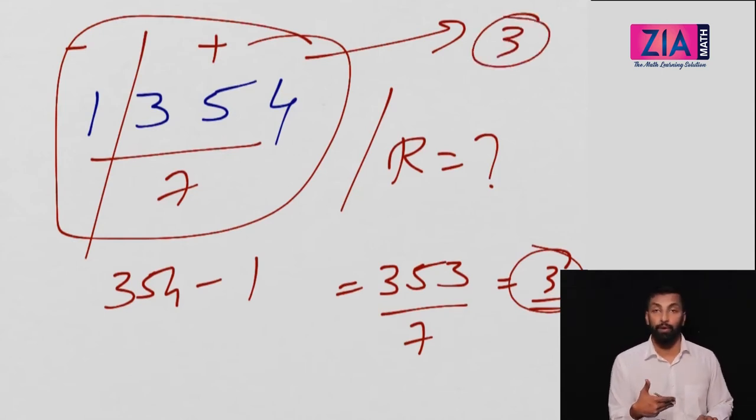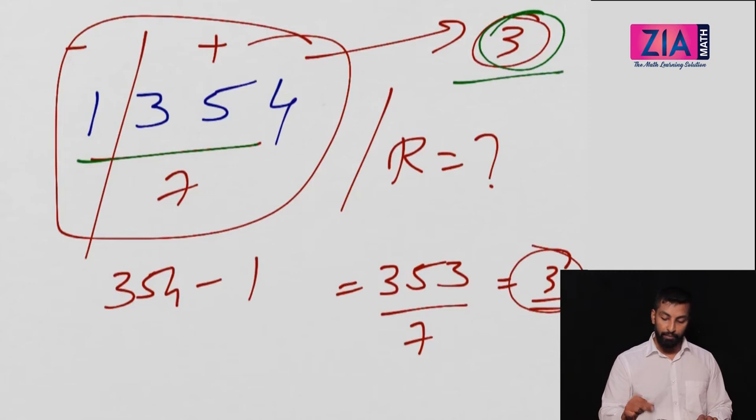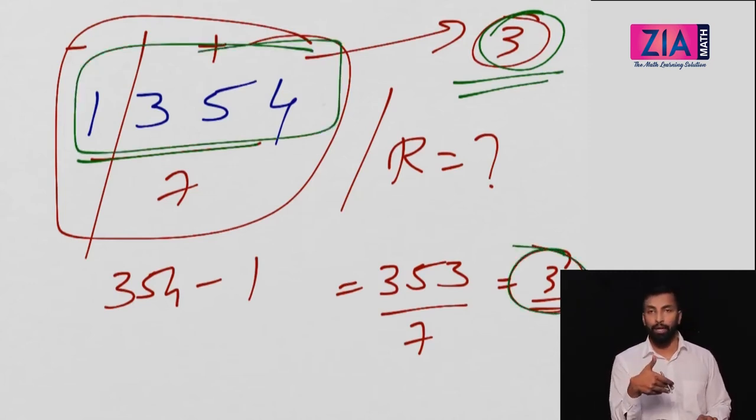You can check with this one. If you want to check 1354 by 7, what is the remainder? 13 by 7, 6 is the remainder. 65 by 7, 2 is the remainder. 24 by 7, 21 is gone, 3 is left out, right? That's the answer. So rather than dividing the bigger number here, it's 4-digit only, but just to prove it I have taken this.